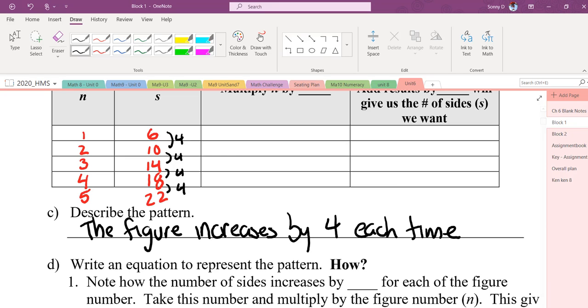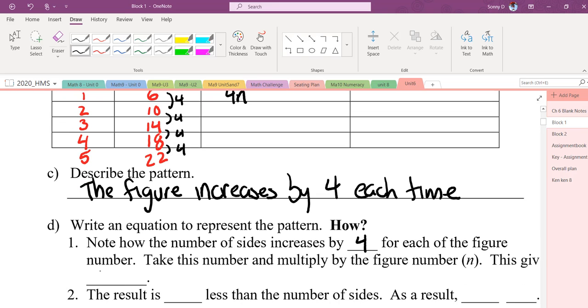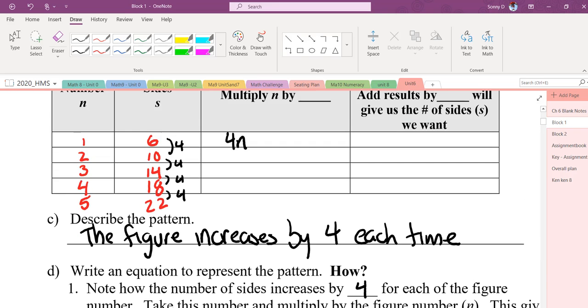Okay. So there's 2 steps in creating an equation. First step is to figure out how much you're going up by in each case. And with that number, we multiply it to our figure. So we call it 4n. We're going up by 4, and we multiply by our figure. Then this is the start of our formula.